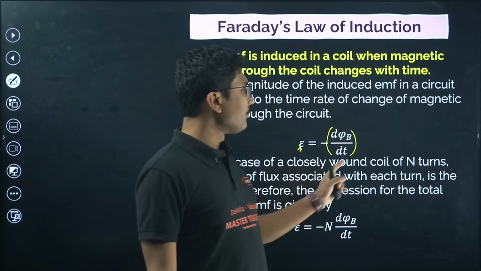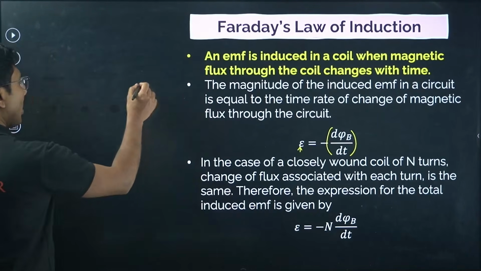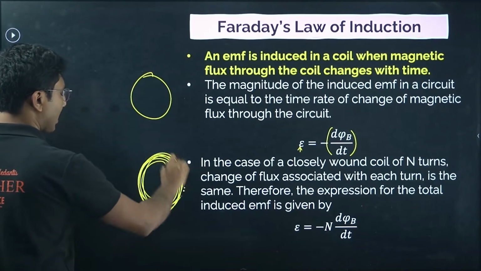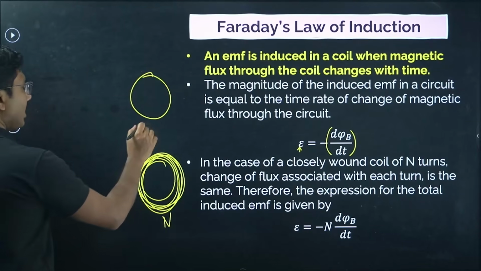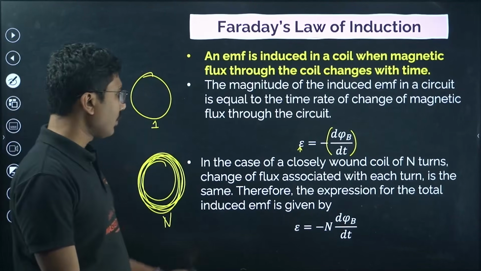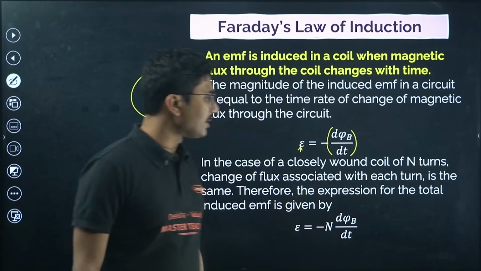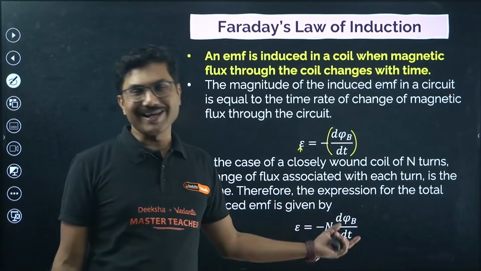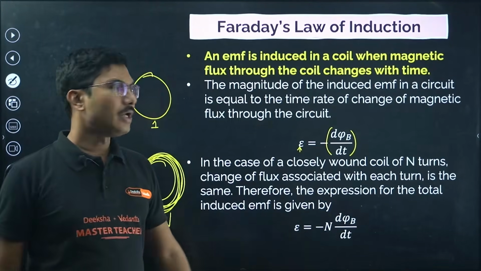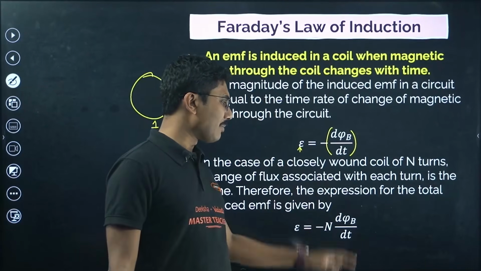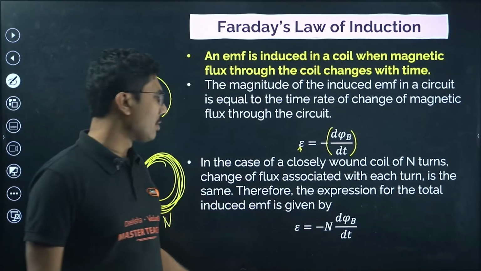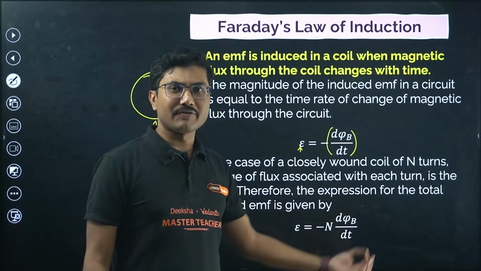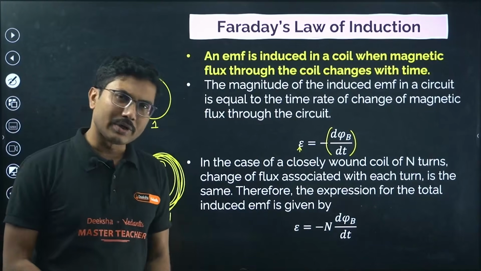In case of a closely wound coil of n number of turns, so this is for one loop, this is for n number of loops. So more than one coils are one after another. Here the number of turns is 1, here the number of turns is n. Okay, so change of flux associated with each turn is d phi, so total flux linked is n into d phi B by dt. Obviously n is a constant, so n will be outside the differentiation. So epsilon equals minus n d phi by dt. In most cases, if they ask you about magnitude, you can ignore the negative sign. Magnitude, mean value, average value, in those cases the negative sign you can ignore.